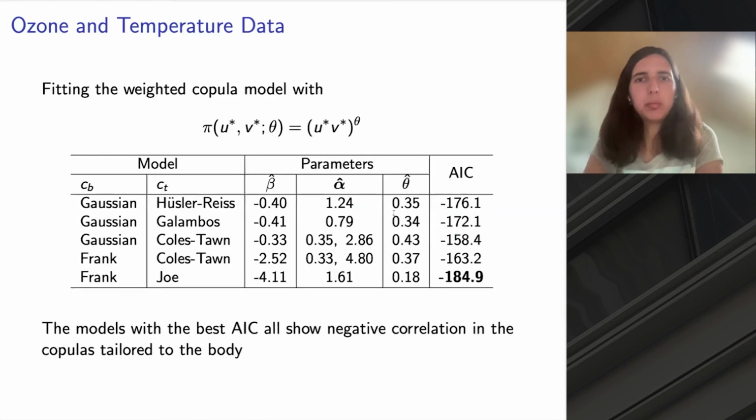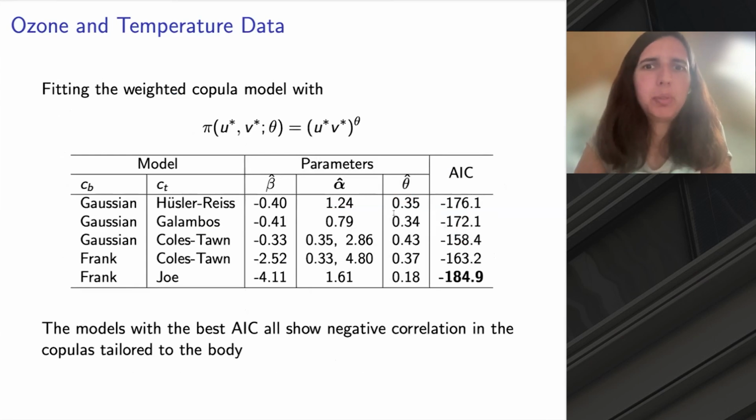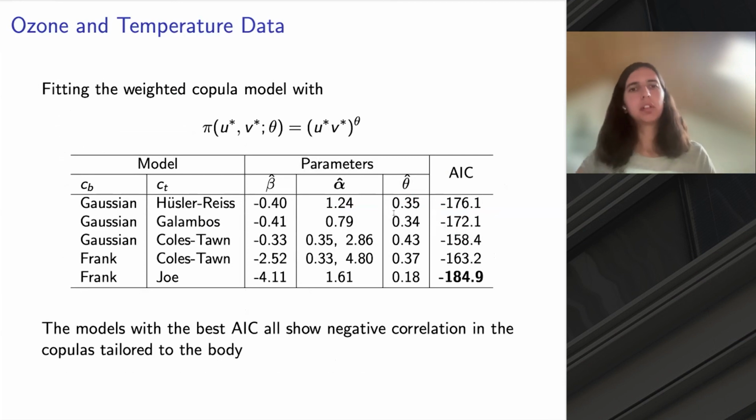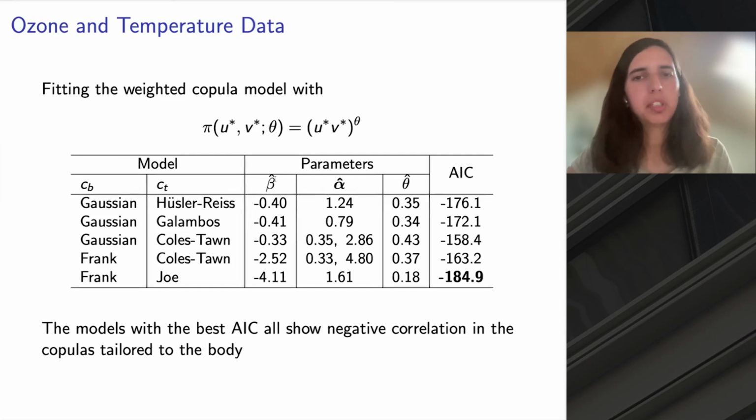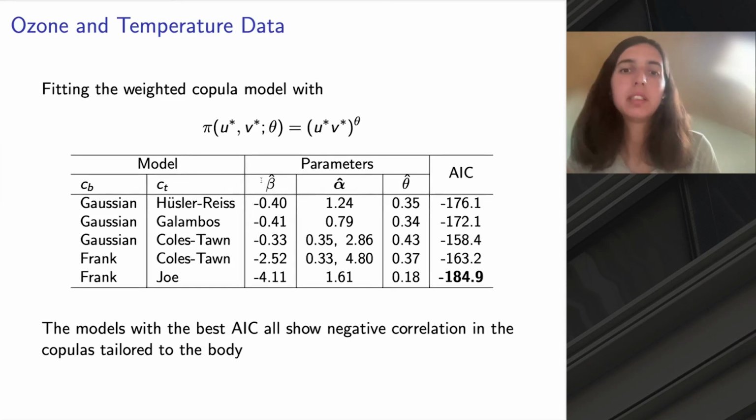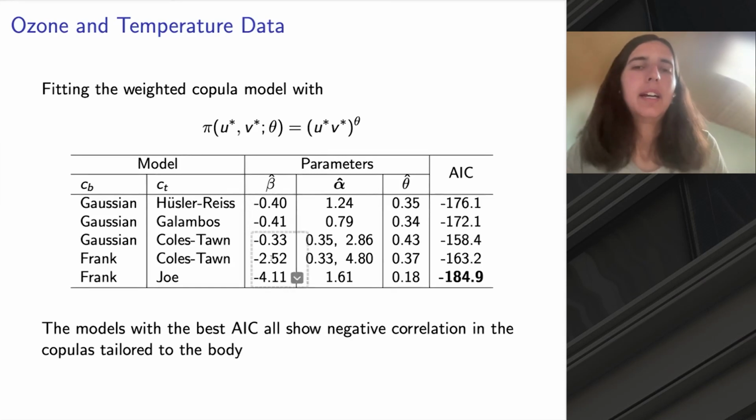So we fitted the weighted copula model. We first fitted with this product between the variables power to theta, and we fitted a lot of combinations of copulas, but here I'm just showing the best 5 models in terms of AIC. In the body copula, we can see that the selected one was either Gaussian or Frank. As I said before, this is able to capture the negative correlation, and we can see that they capture the negative correlation here on the estimates of beta. They are all negative.